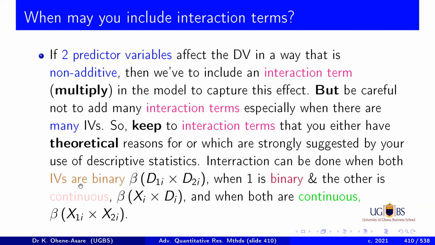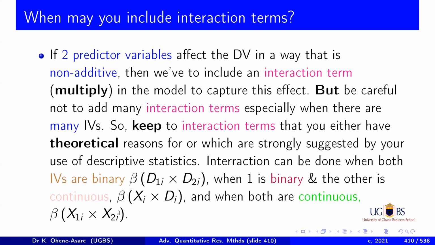It can be done with both independent variables and binary variables. So you have an independent variable, then you interact it with a binary variable, where one is binary and the other is continuous. You can also do it with two dummies, two binary variables. Or you can interact even two continuous variables, like what you see here, x1 multiplying x2.